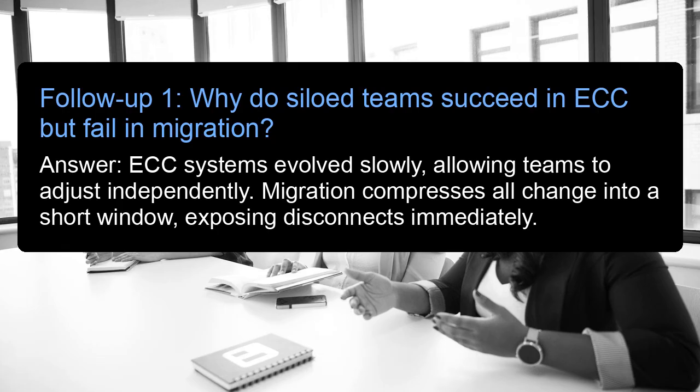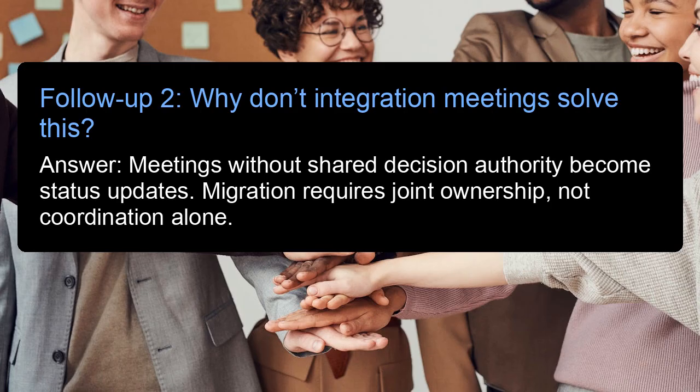Follow-up 1. Why do siloed teams succeed in ECC but fail in migration? Answer: ECC systems evolved slowly, allowing teams to adjust independently. Migration compresses all change into a short window, exposing disconnects immediately. Follow-up 2. Why don't integration meetings solve this? Answer: meetings without shared decision authority become status updates. Migration requires joint ownership, not coordination alone.